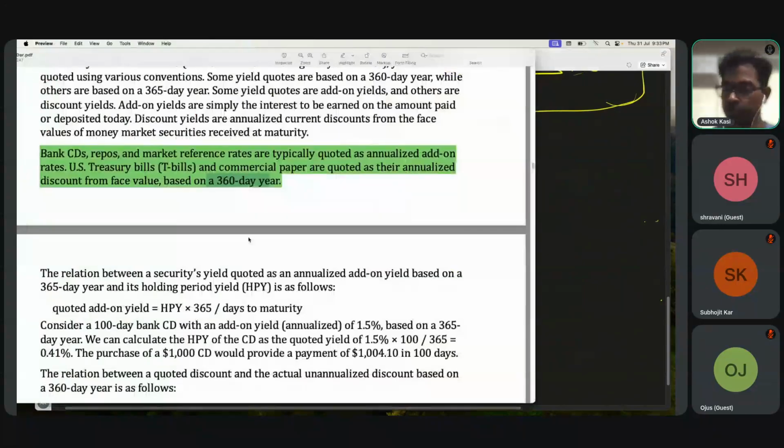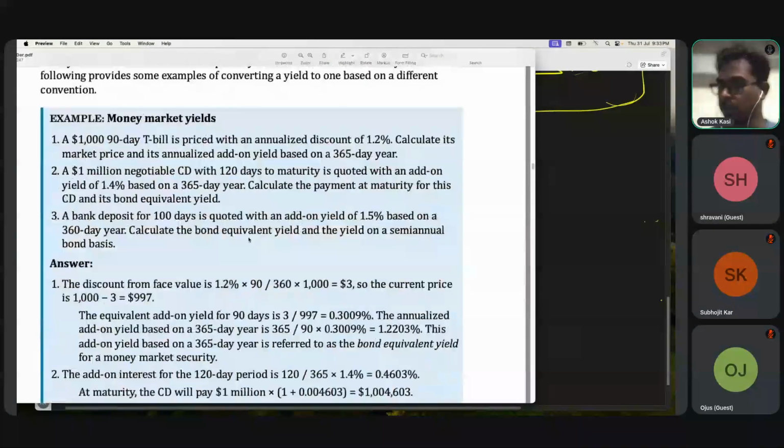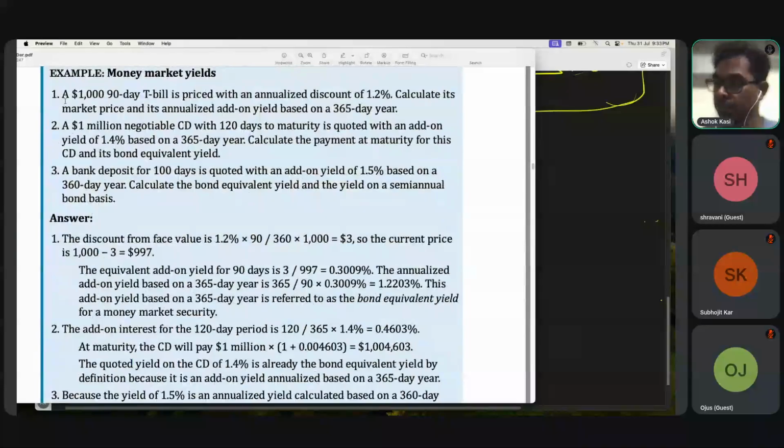Now we'll come to the questions here. Money market yield. See, there is a 90-day T-bill priced with an annualized discount. See, it is just a 2 line question. But whatever I have done now, even if you have understood, you will find it difficult to do this. Okay, let's do this now together.